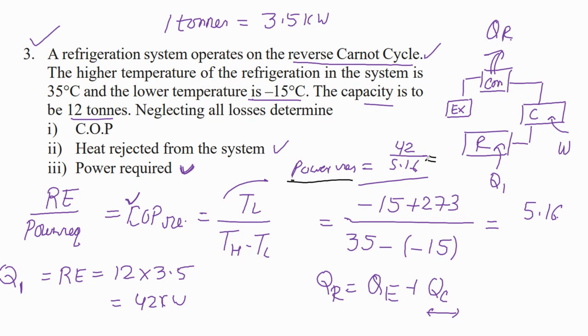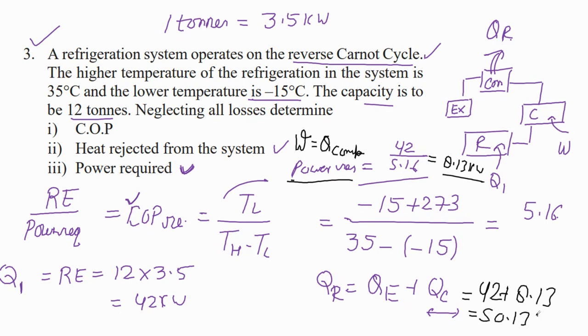Power required comes out to be, so this is a very simple numerical. I hope you have all solved it, but just to be in continuation, I am solving this. It comes out to be 8.13. Now what is the total heat? This Q1 we know, and this power required we also calculated, it is Q compressor, don't get confused, and this Q compressor is equal to work done. So now the actual heat rejected is 42 plus 8.13, which comes out to be 50.13 kilowatt.